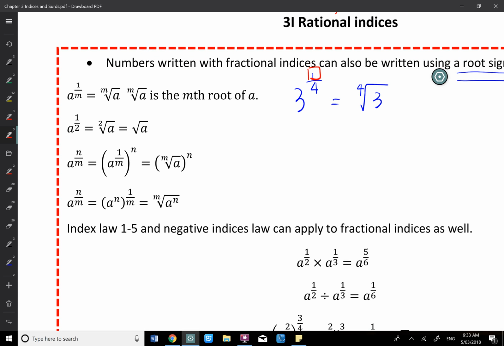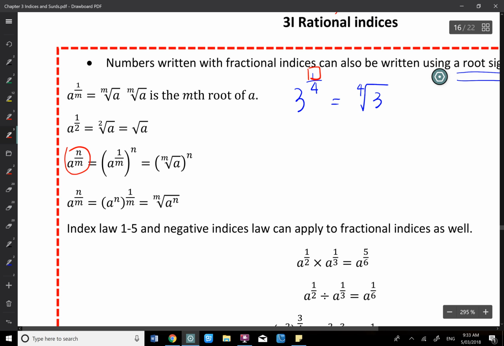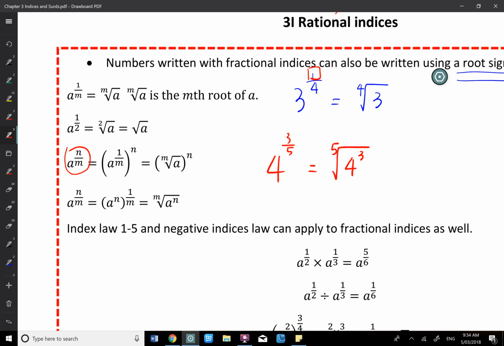Then if we have a number on top, let's say a to the power of m over n. So let's say 4 to the power of 3 on 5. The denominator is a 5th root. But the numerator 3 will give a power. That's 4 to the power of 3. So the numerator gives the number a power and the denominator is a root, like the nth root.